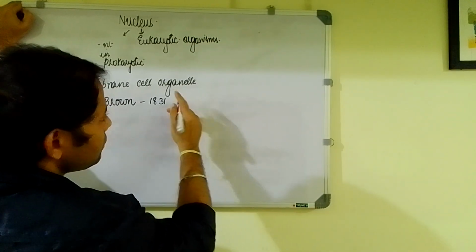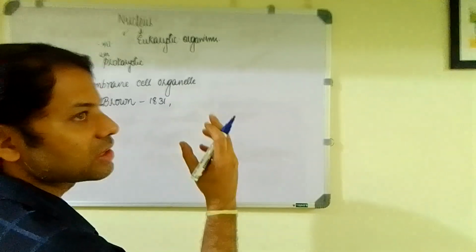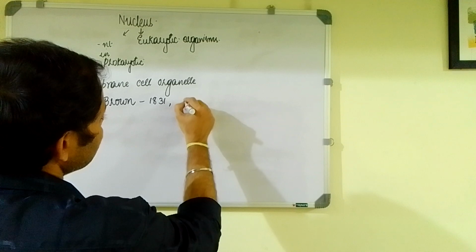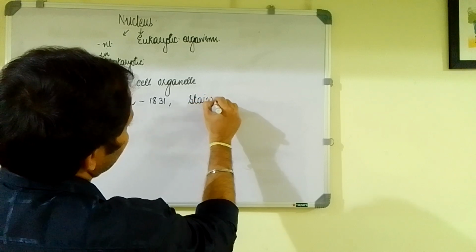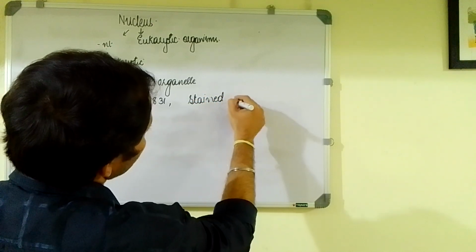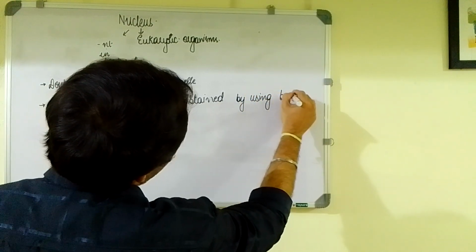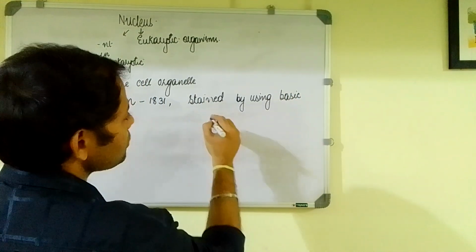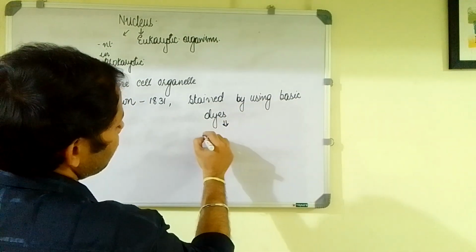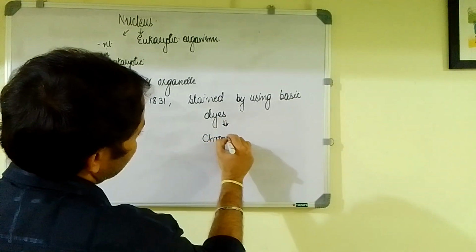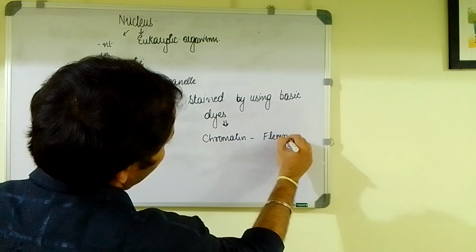Now, along with this, we have one more scientist which NCERT mentions, regarding the material that is present inside the nucleus. The material present inside the nucleus was stained by using basic dyes. The material inside the nucleus was stained using what dyes? Basic dyes. And that stained material is named as chromatin by a scientist called Fleming.